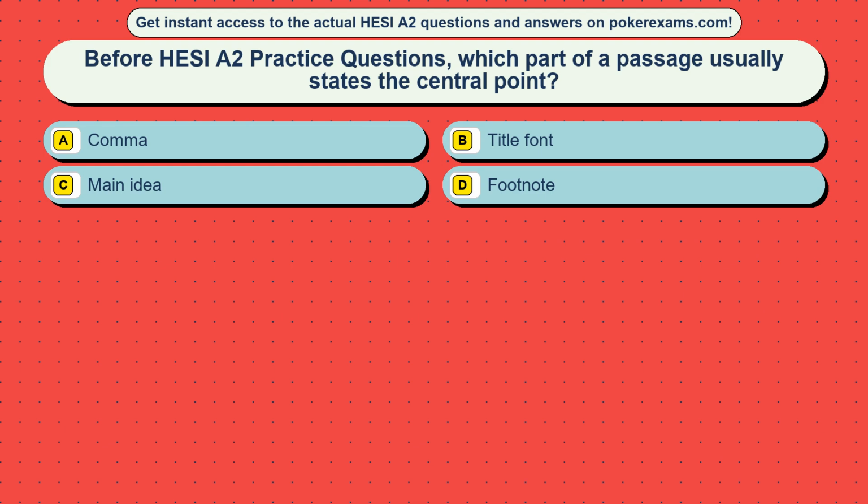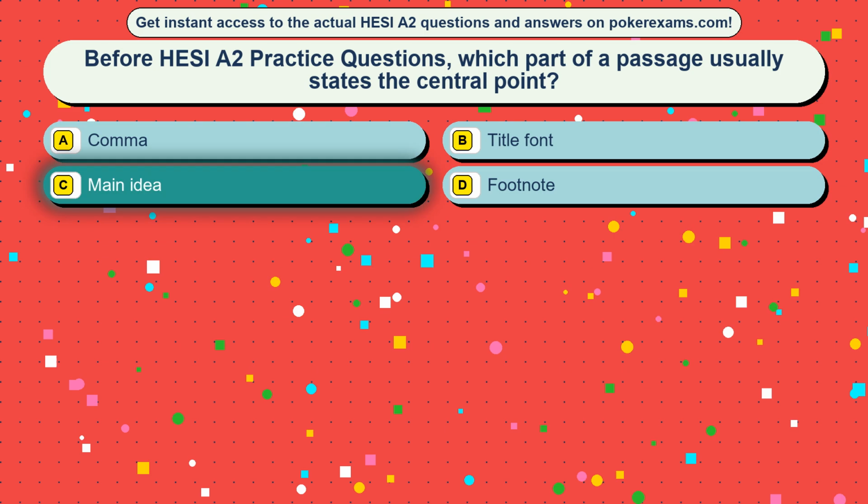Question 35. Before HESI A2 Practice Questions, which part of a passage usually states the central point? Option A, comma. Option B, title font. Option C, main idea. Option D, footnote. The correct answer is option C, main idea.